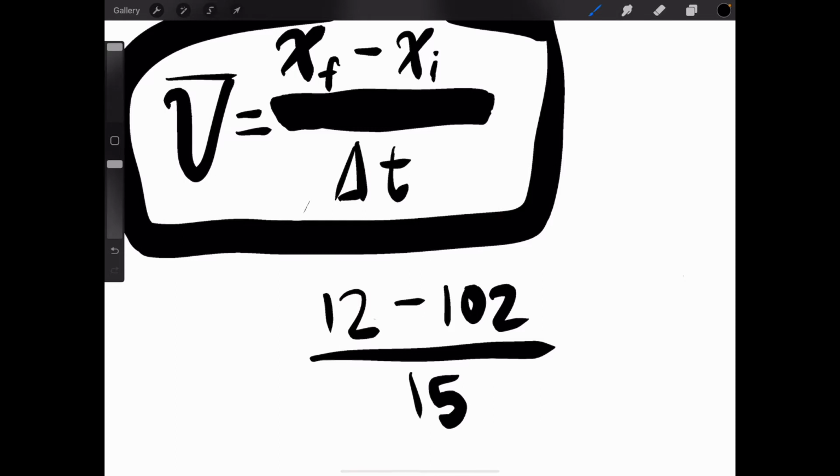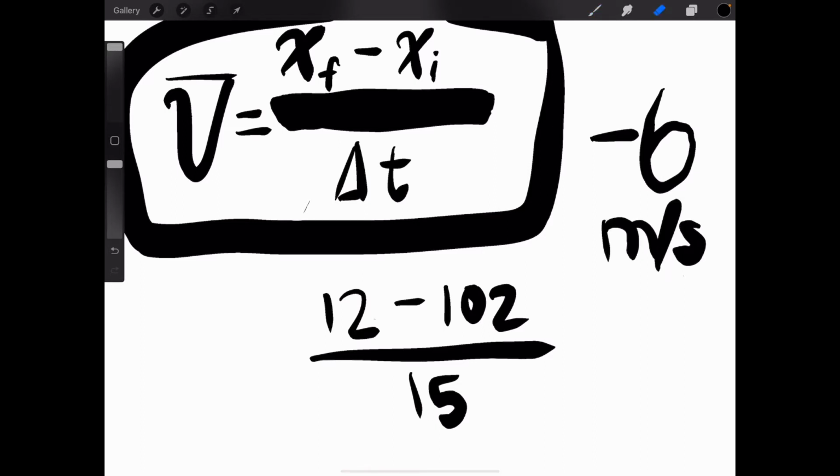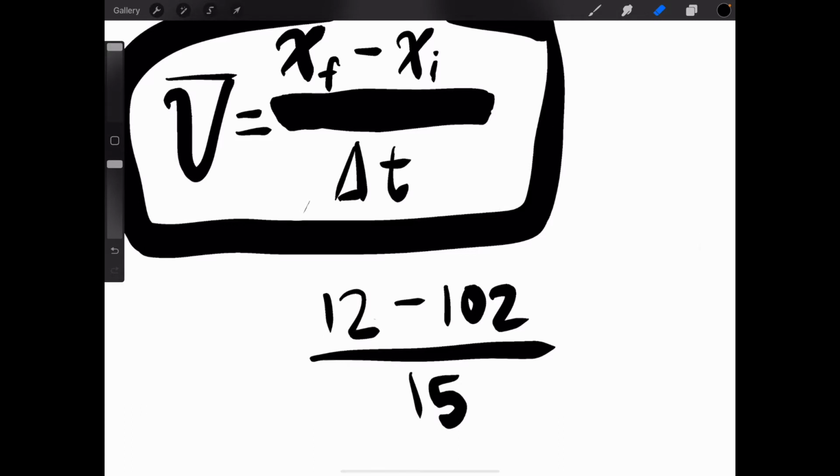So I'm going to give you some time for this one. Alright, our answer is negative 6 meters per second. Don't forget the unit. Alright, I think that was our examples.